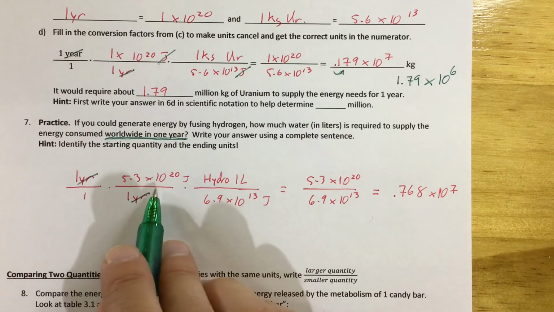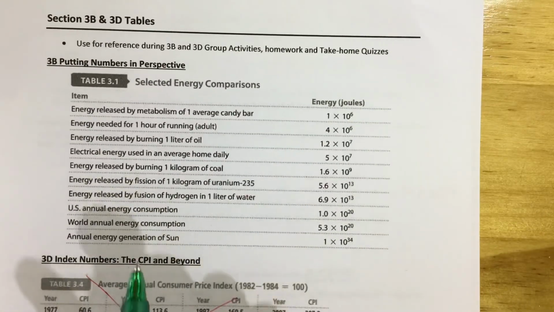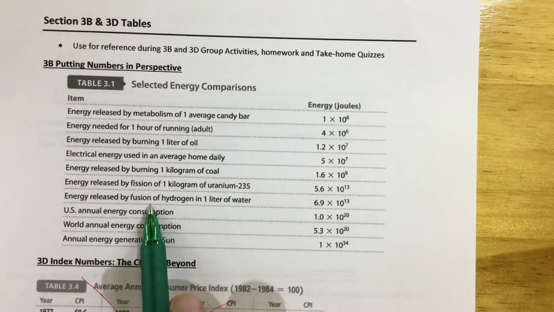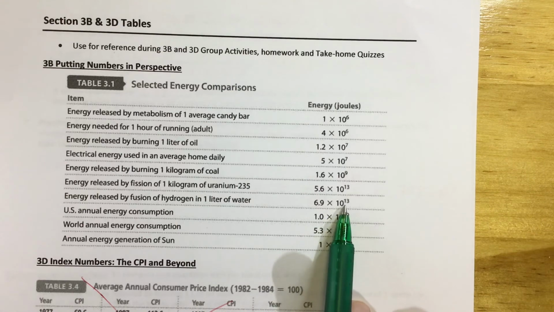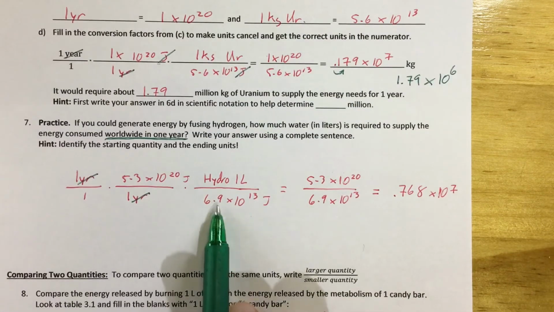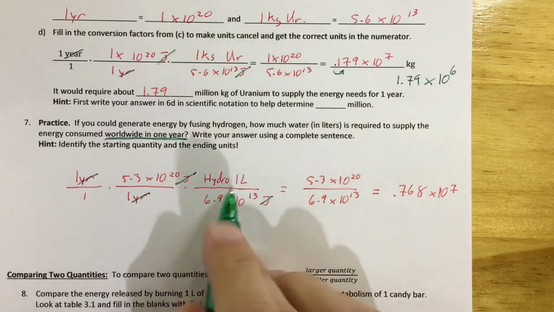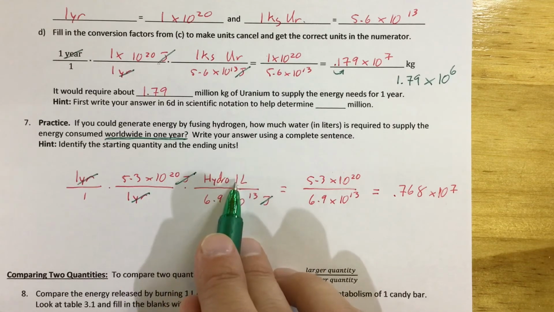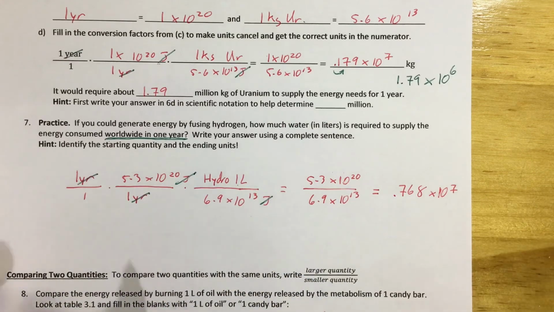All right, next I'm going to convert that energy into hydrogen. So I'm going to go look that up. Right there. Okay, released from fission hydrogen, 1 liter of water, 6.9 times 10 to the 13. So 6.9 times 10 to the 13 is going to be on the bottom with the joules so that they cancel. The top is going to be 1 liter of hydrogen, which is what we want to get to. So that's all the dimensional analysis.